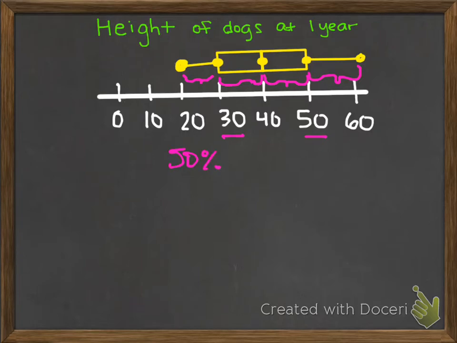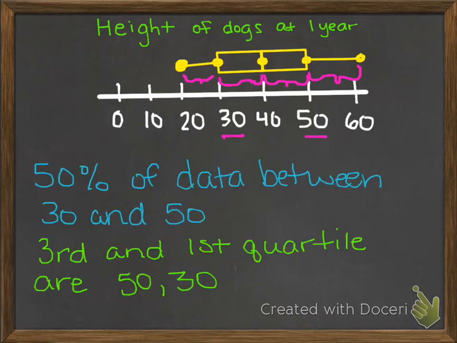And so another question that might be asked is, what are the third and first quartiles of the data? So the third quartile would be 50, and the first quartile would be 30. So you would want to select the answer with that information. All right, so I added a little bit of information because it was about that particular problem.